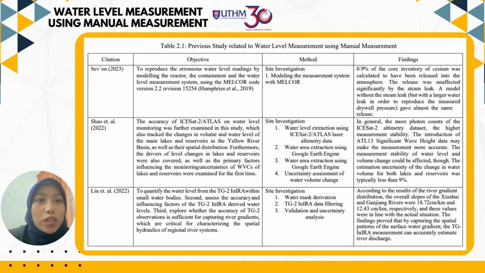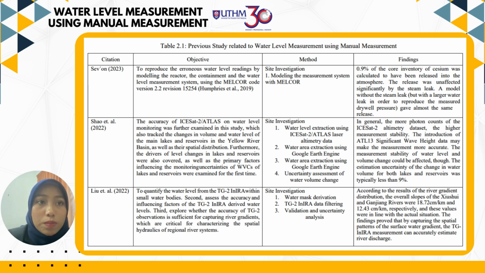2022, to quantify the water level from TG2 in IRA within small water bodies. Second, assess the accuracy and influencing factors of the TG2 in IRA derived water levels. Third, explore whether the accuracy of TG2 in IRA observation is sufficient for capturing river gradients, which are critical for characterizing the spatial hydraulics of regional river systems.